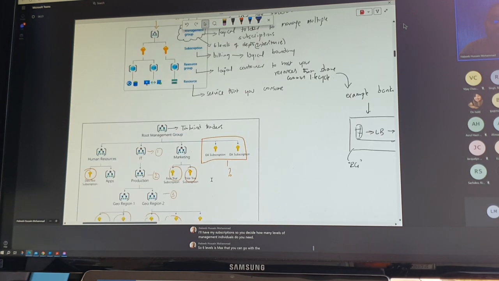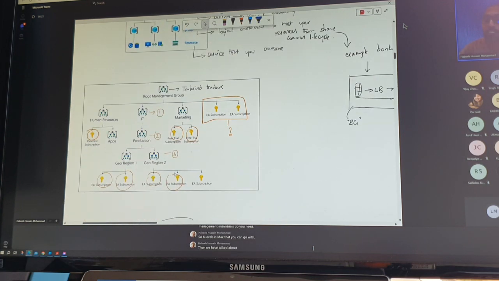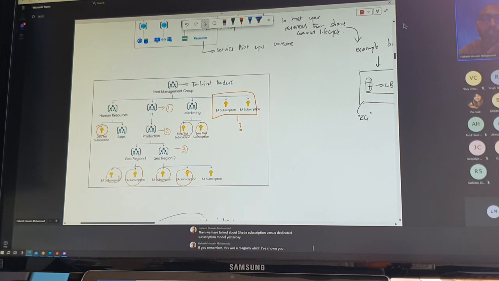Then we have talked about shared subscription versus dedicated subscription model. Yesterday, if you remember, this was a diagram which I've shown you and asked this question: is this a shared model or is it a dedicated model? Both answers are right because of this rectangle box that you see here. Those are the subscriptions which are shared, whereas every department has its own dedicated subscription as well.